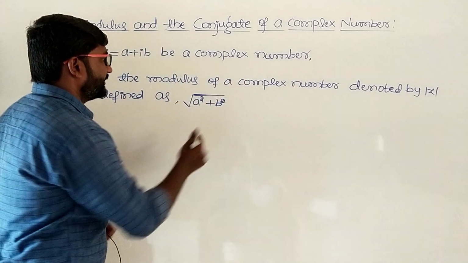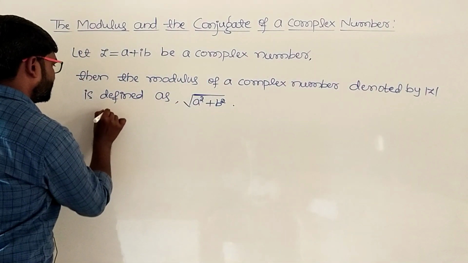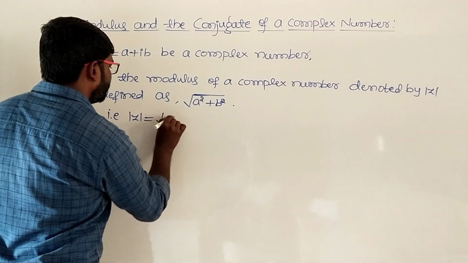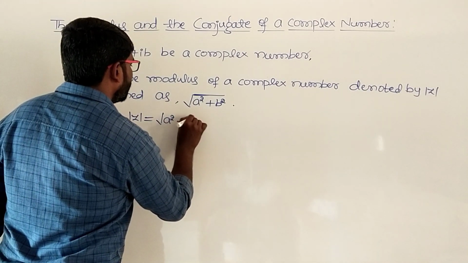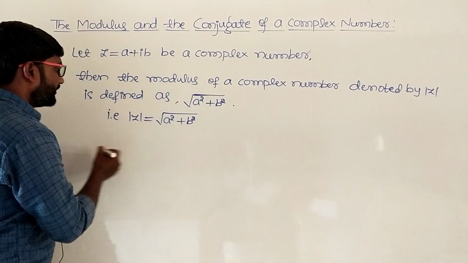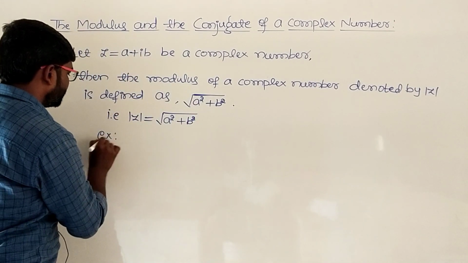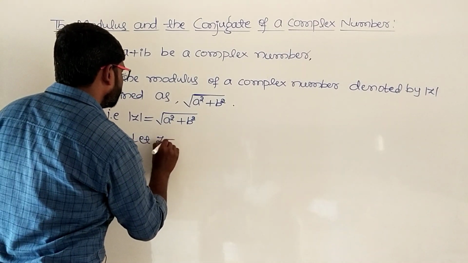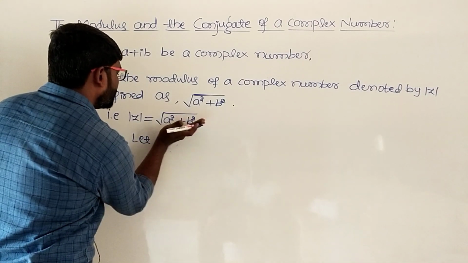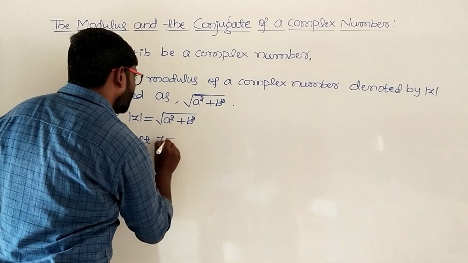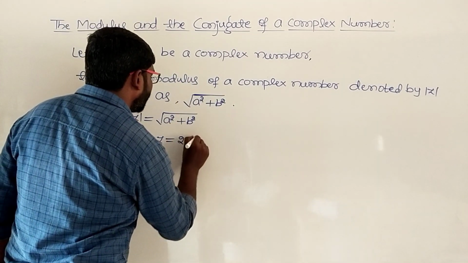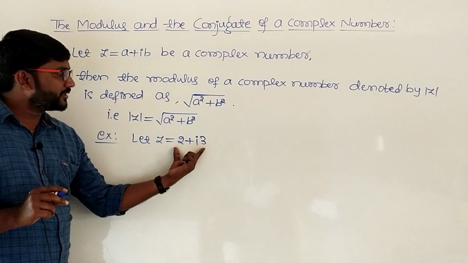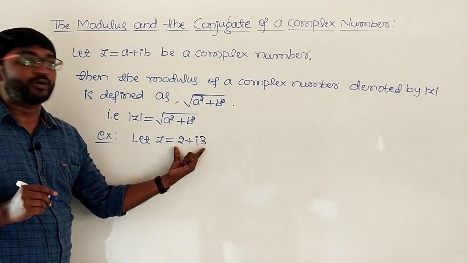I will take an example now. That is mod z which is equal to square root of a square plus b square. So now let me give an example for this. Let z which is equal to 2 plus 3i. So this is a general complex number. For this complex number we have to find its modulus.